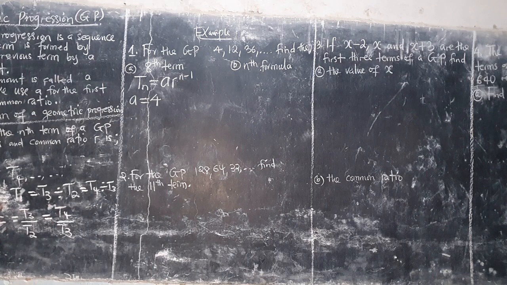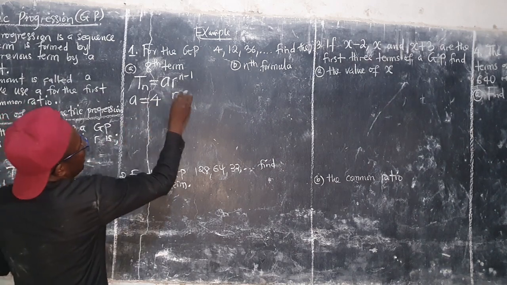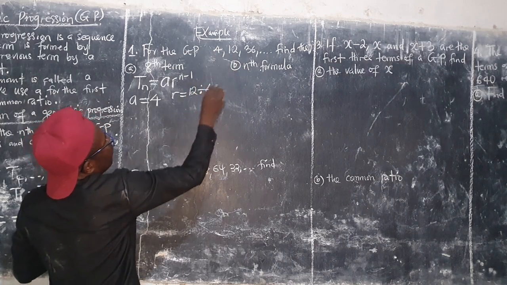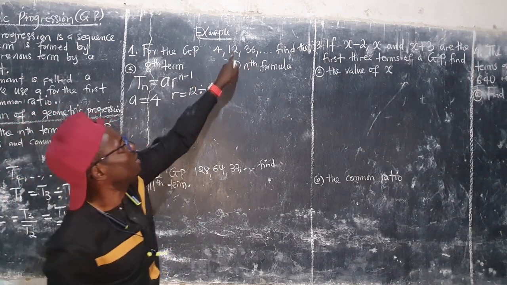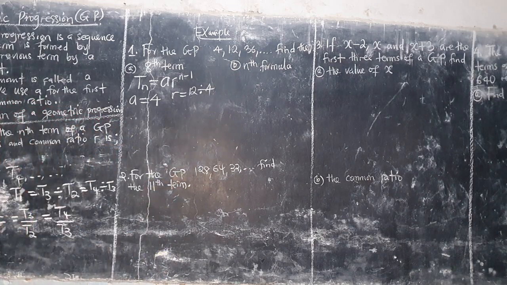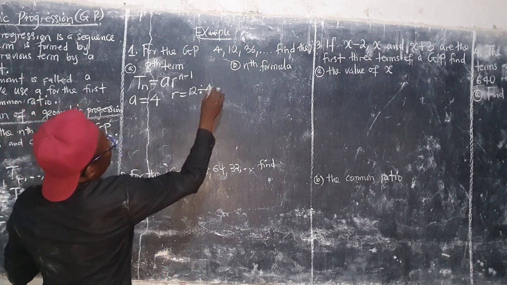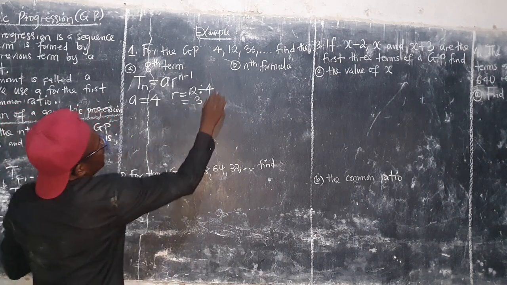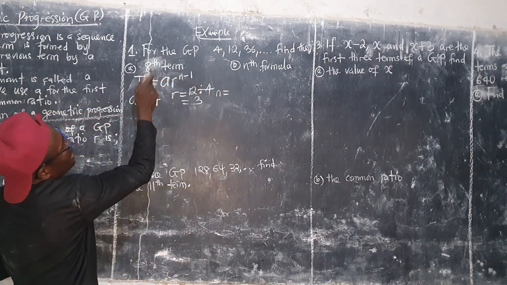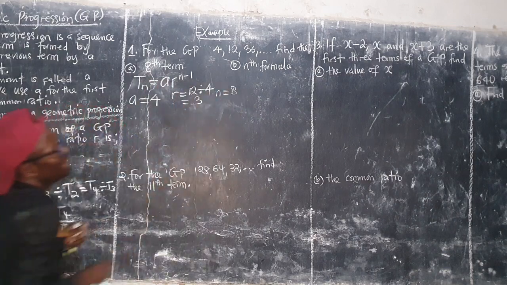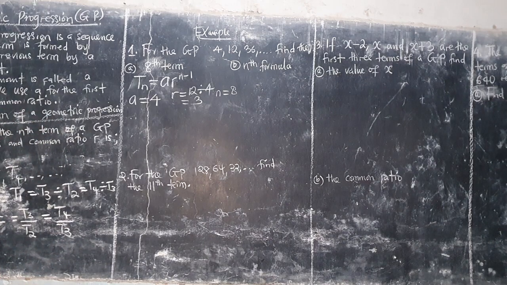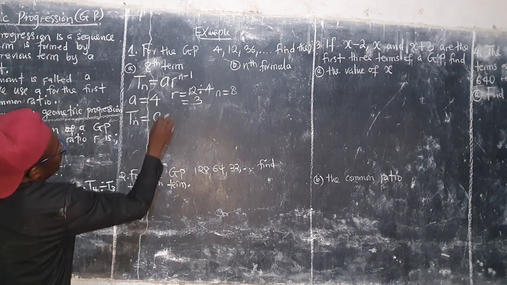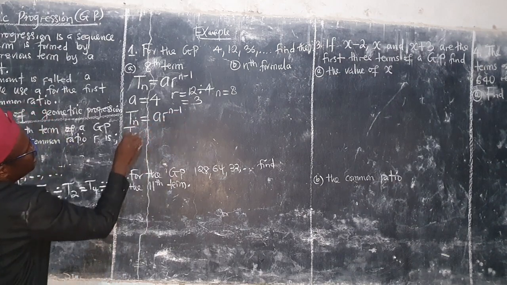What about R? R is equal to 12 divided by 4. If you want, you can say 36 divided by 12. The answer will be the same. And if you divide, what are you getting? 3. Very good. So our R in this case is 3. Then our N is 8, since we are finding the 8th term. Then write the formula again. Tn is equal to A R to the n minus 1. Then T8.